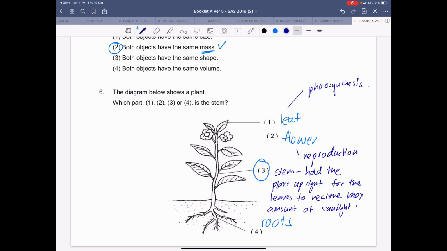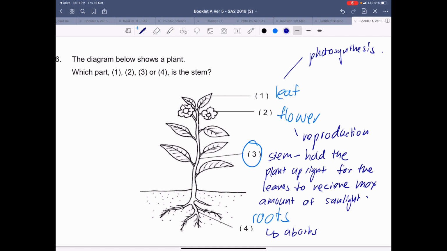And then your roots absorb. Good. Not just water. Water and dissolved minerals. Yes, the word dissolved needs to be there. And also firmly holds the plant to the ground. That's one other important function.